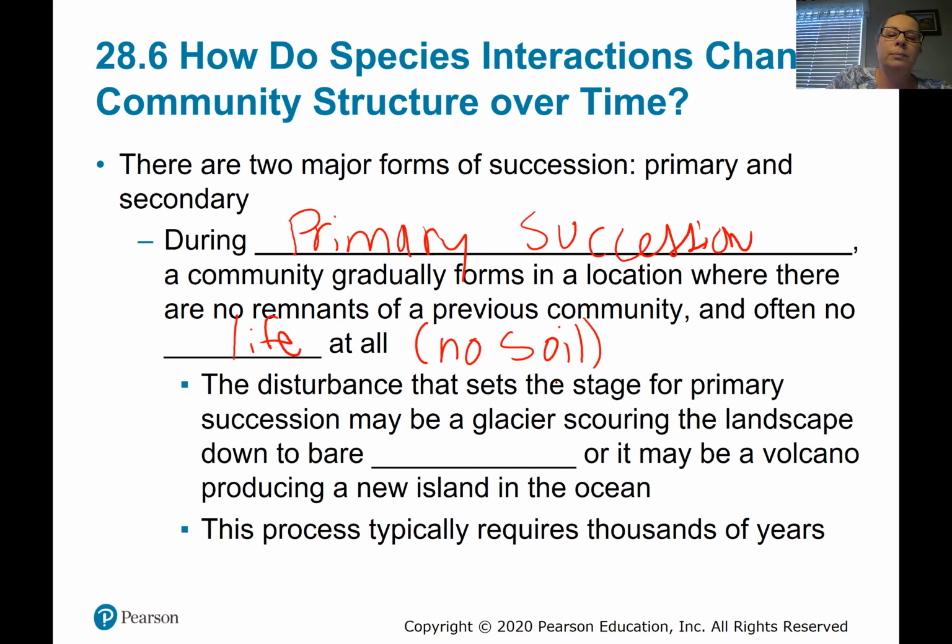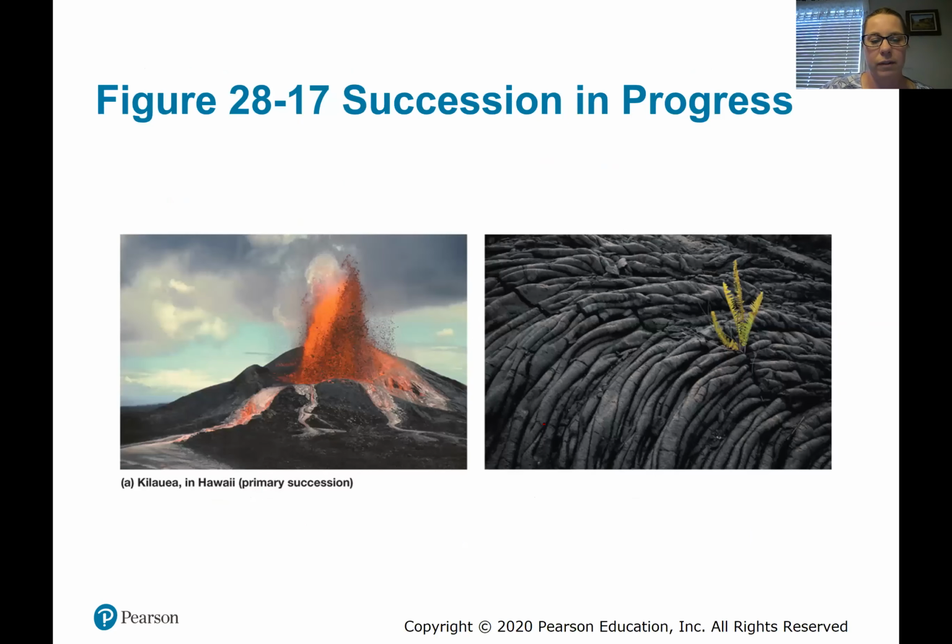Okay, so a disturbance that could cause a need for primary succession might be like a glacier scraping the landscape and then melting and exposing the bare rock, or a volcano erupting and producing a new island. You know, there's no soil there initially, and so that has to build up, and then you'll get the pioneers coming in and so forth. And this process usually takes thousands of years.